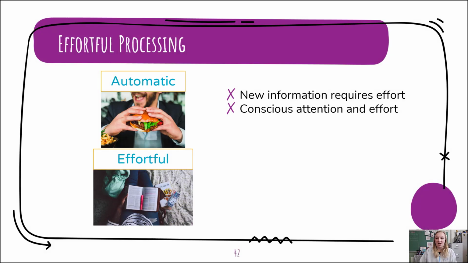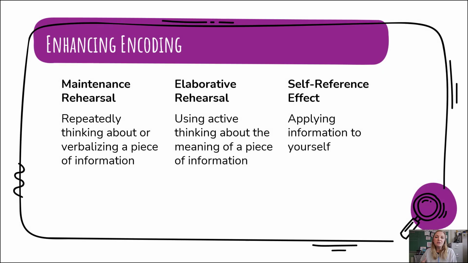Effortful processing, on the other hand, is the type of processing that requires effort. Conscious attention is necessary in order to get it into your long-term memory. Such processing leads to durable and accessible memories. This is the idea of practice makes perfect. And this is when we're learning new information. So how can we enhance our encoding? There are a few different ways for us to enhance this encoding.